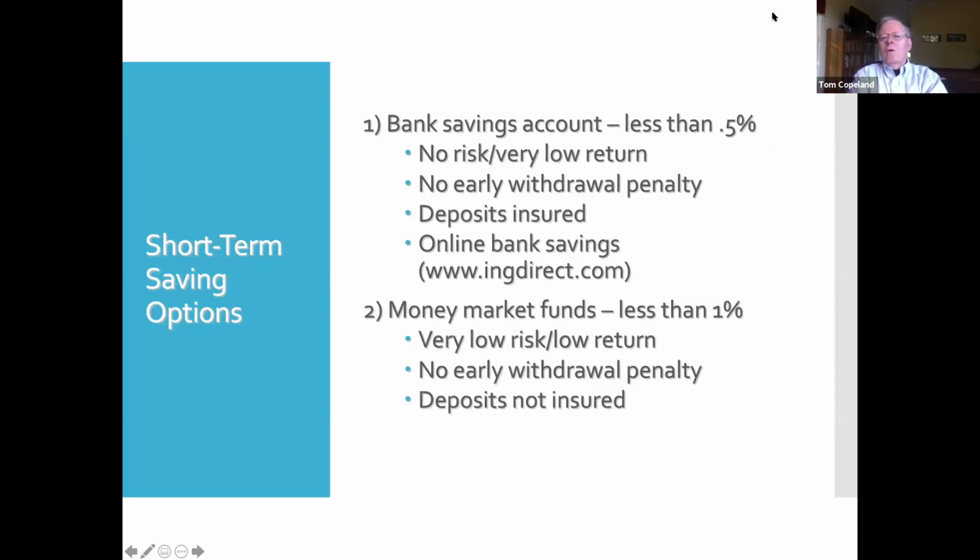And if you want to go online and put this in a bank account online, you could look at ingdirect.com, which will show you some online banks where you can get probably a little bit higher interest rate. Your second option is a money market fund. A money market fund earns a little bit more than a bank savings account.